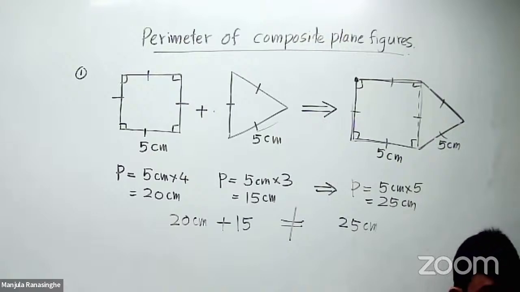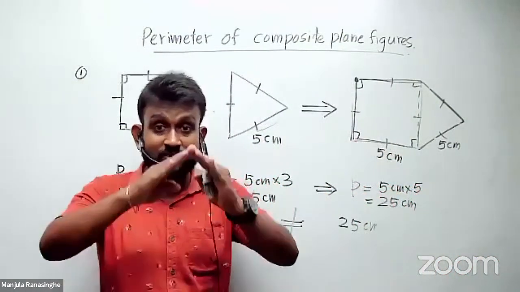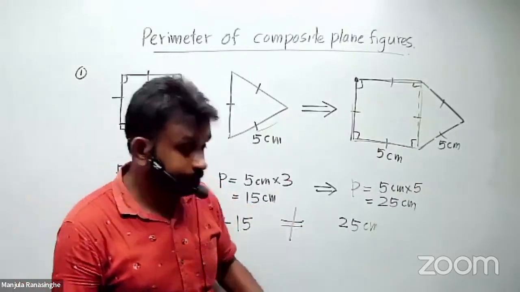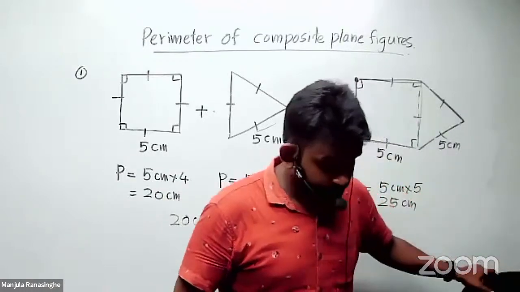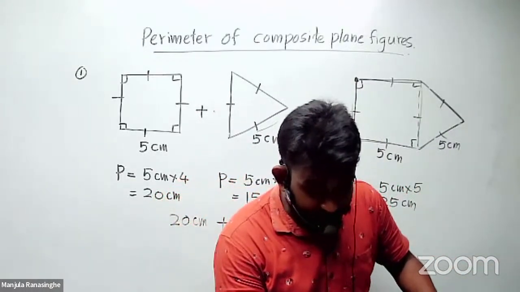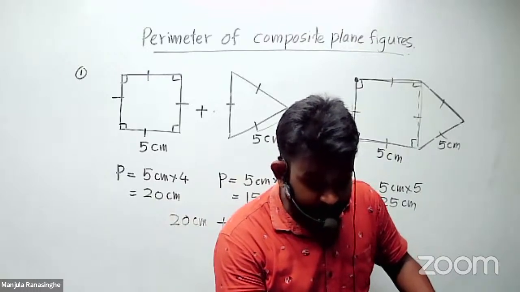Right, you cannot add the individual figures' perimeters when you have a composite plane figure. Right, you have to just consider all the outer length of the composite plane figure. Now we will do questions on composite plane figures. Okay.